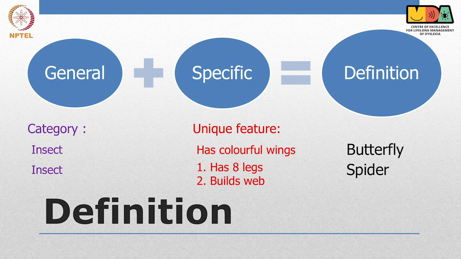Depending on the class level of the child, the specific part may be one or two. Take for example the definition of a spider. A spider is an insect would be the general part. That which has 8 legs would be specific part 1, which builds a web would be specific part 2. So, a definition is made up of a general part and a specific part.